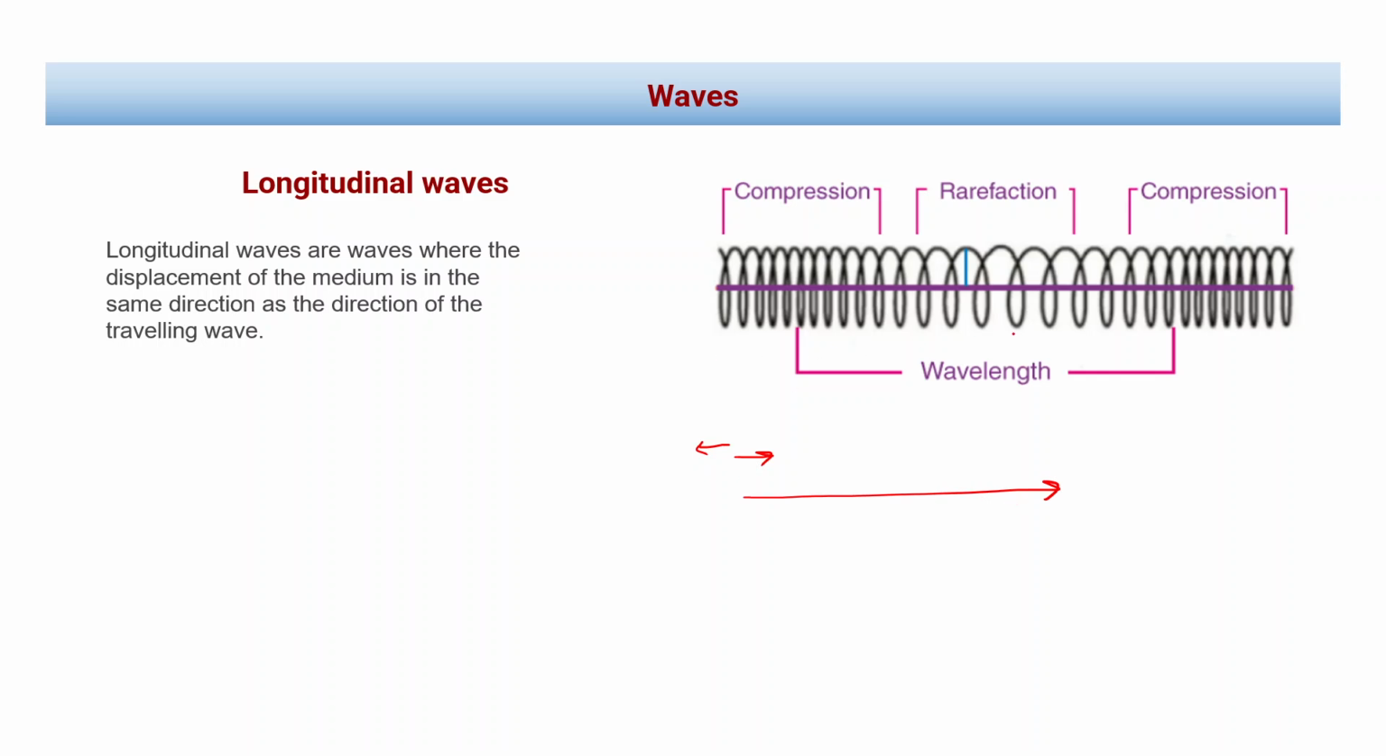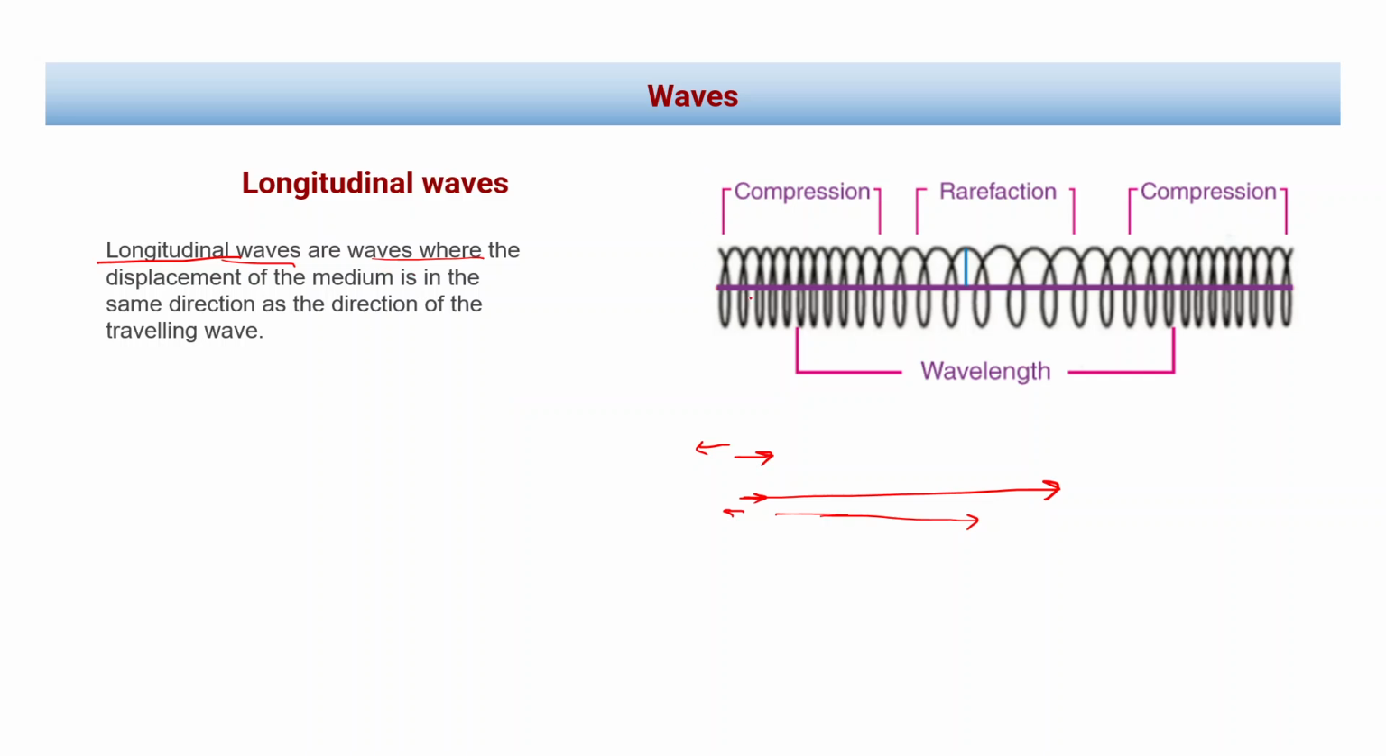This kind of wave is called a longitudinal wave, where the displacement of the medium or the particle is in the same direction as the direction of the traveling wave. So here the particle is moving to and fro, and the overall wave is also traveling in this direction, then it's called a longitudinal wave.